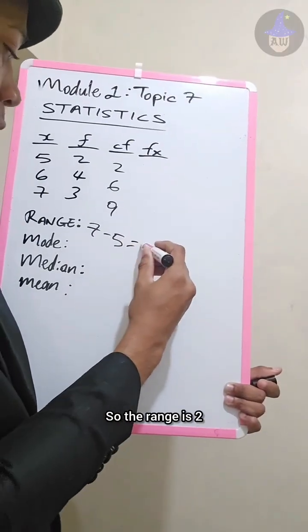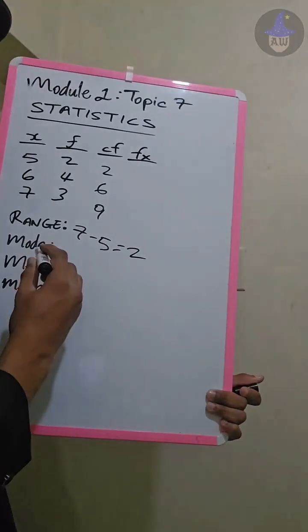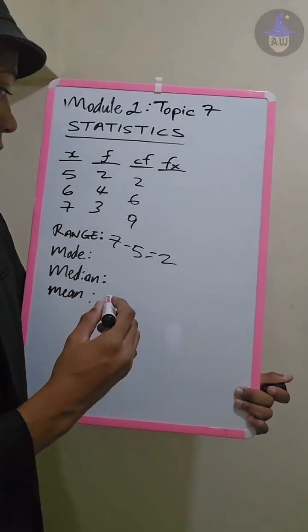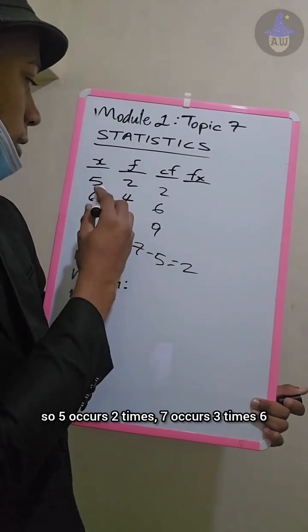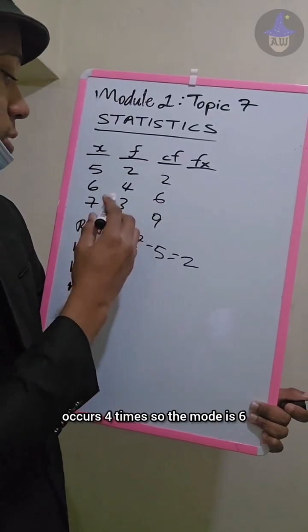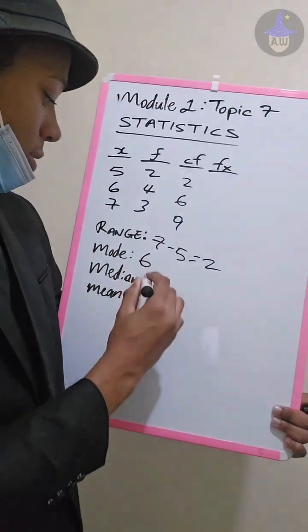So the range is 2. The mode is the value that occurs the most. So 5 occurs 2 times, 7 occurs 3 times, 6 occurs 4 times. So the mode is 6.